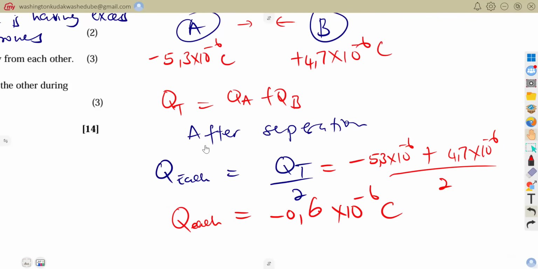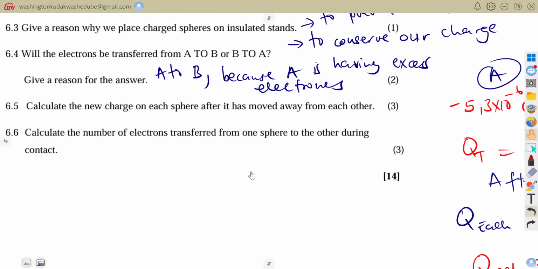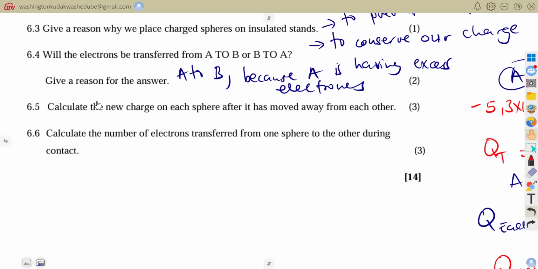So let's actually get to see what the question was saying. The question was saying, calculate the new charge on each sphere after they have moved away from each other. That is how you calculate it. And then they're saying, calculate the number of electrons transferred from one sphere to the other during contact.